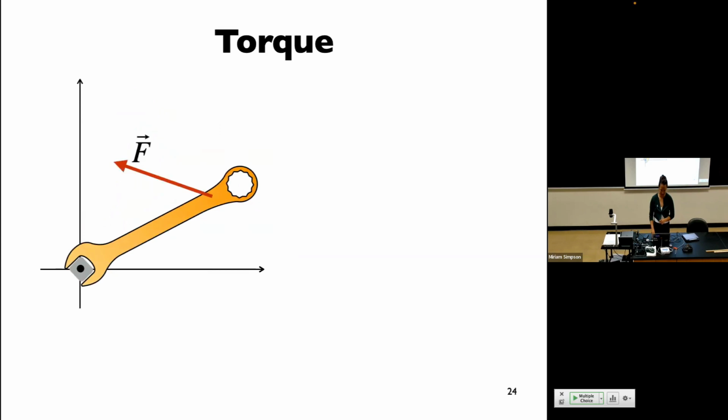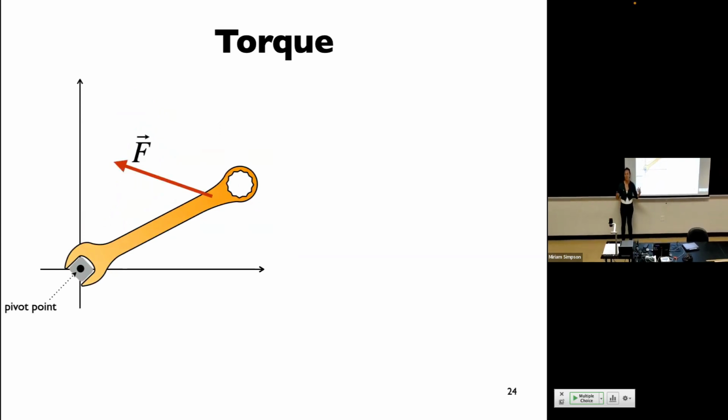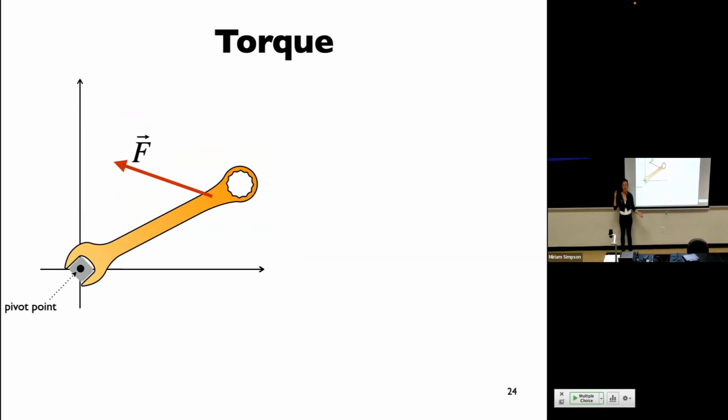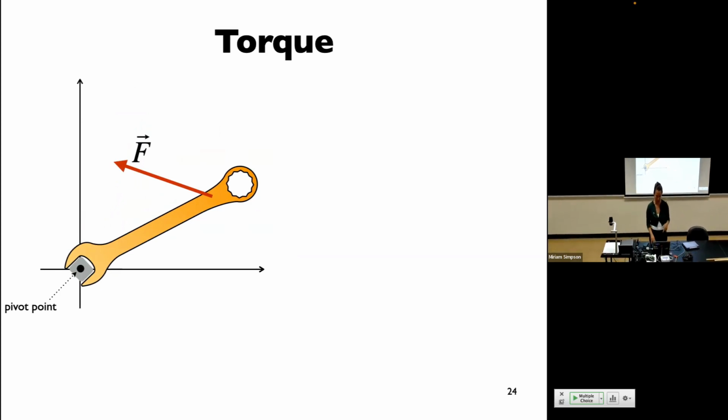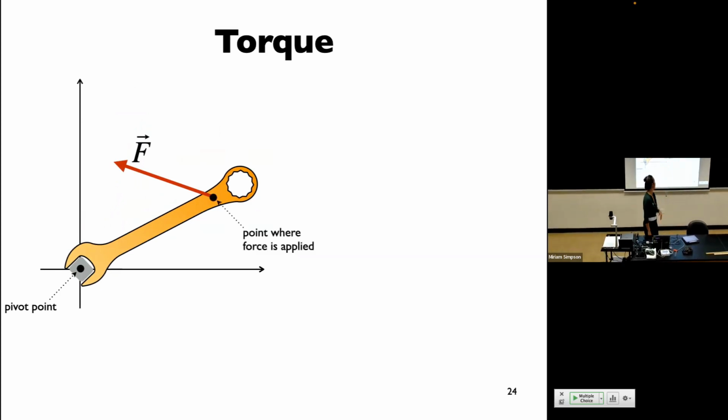But the key thing here is we're going to define something called the pivot point. It's sometimes also called the axis of rotation, but it's just the point around which the object rotates. So it's the rotational center. And then we're also going to have this point where the force is applied.